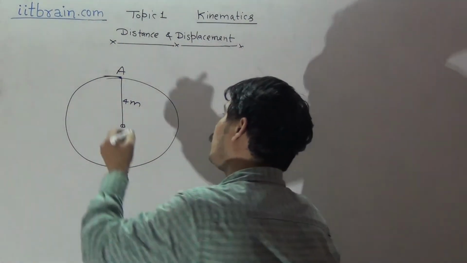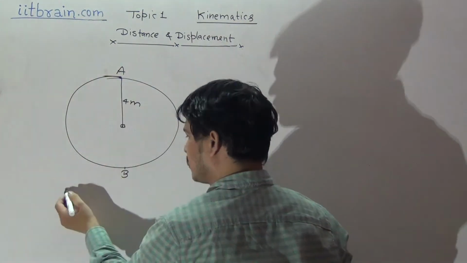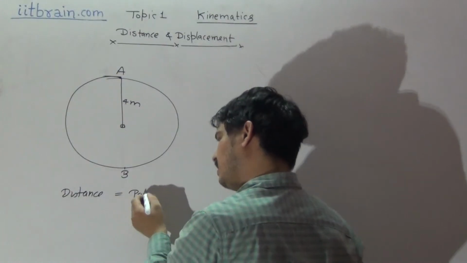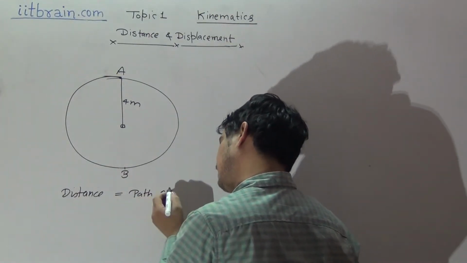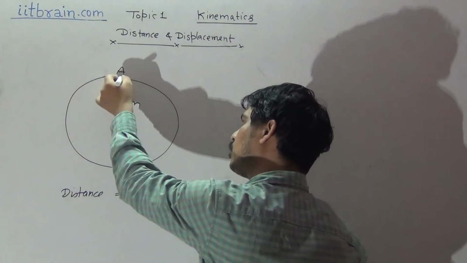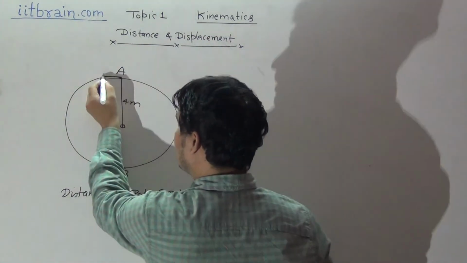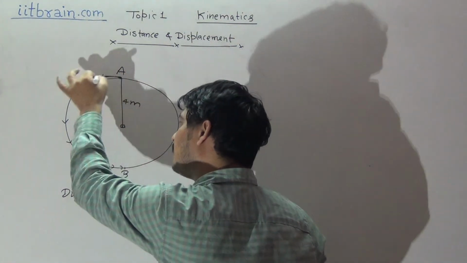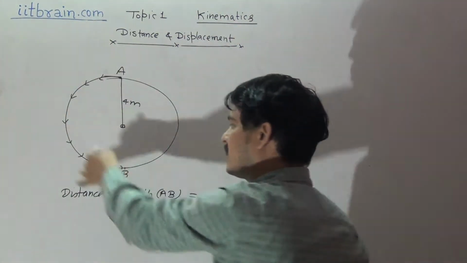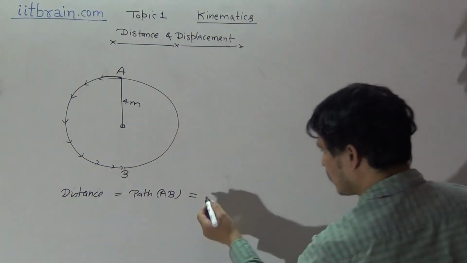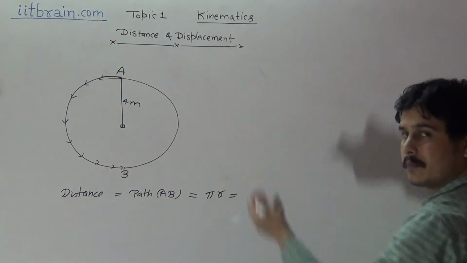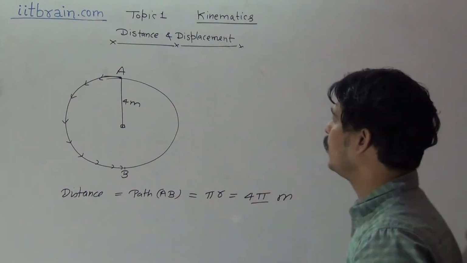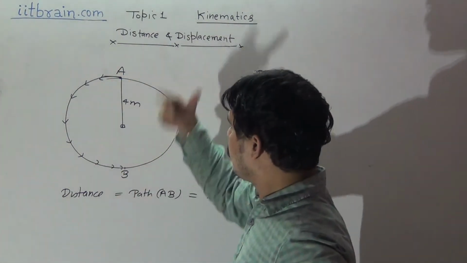In this example, if you want to find the distance AB, then you know that distance is the path AB. You see here that path AB is not the direct distance between A and B, since the particle is moving along this track. So for finding distance, we should calculate the arc length. It means the semicircumference, and this will be pi r, because the whole circumference is 2 pi r. It will be 4 pi. So 4 pi meter will be the distance of this particle from A to B.